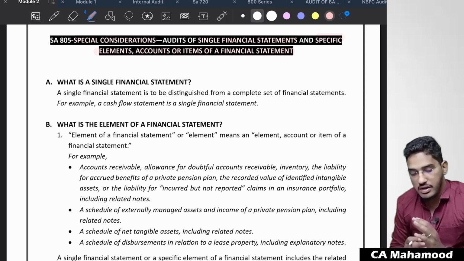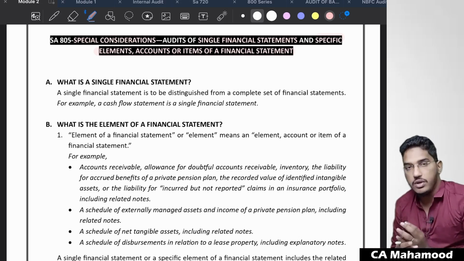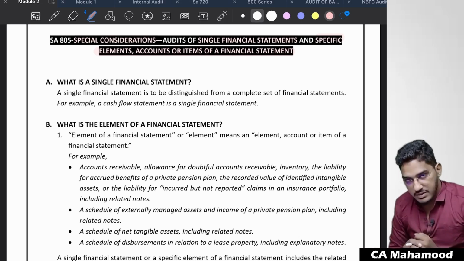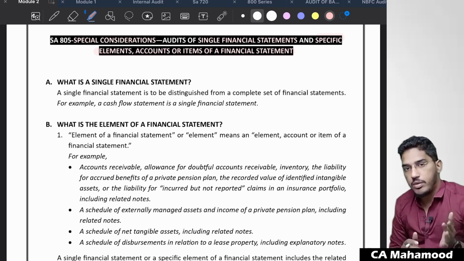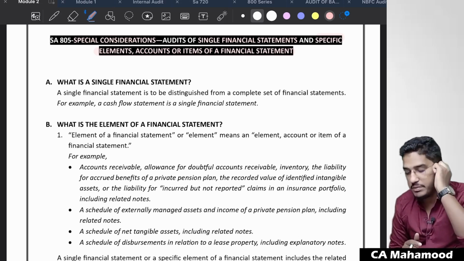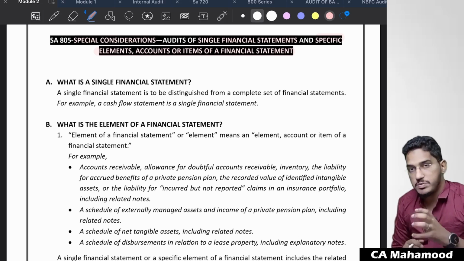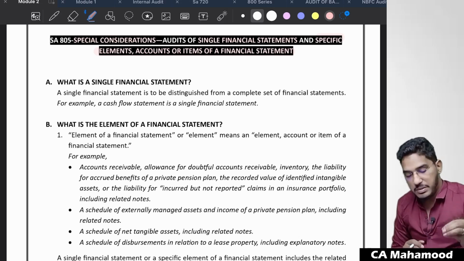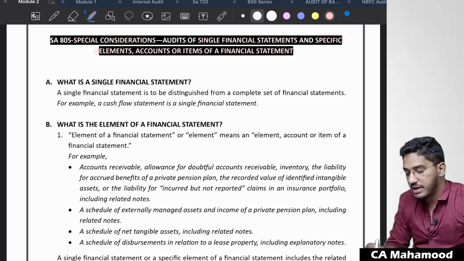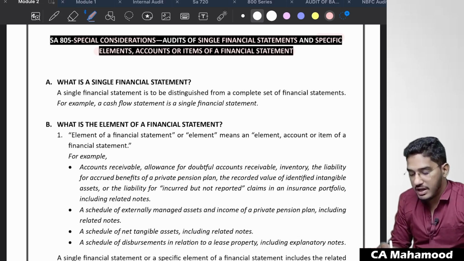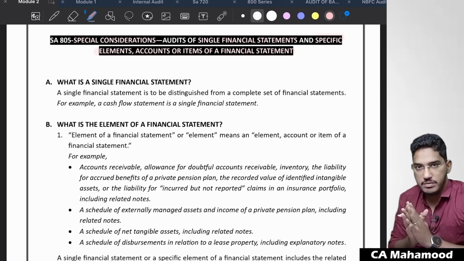If as a practicing chartered accountant you are called upon to do an audit of a single financial statement, or you are called upon to do an audit of specific element, account or item of a financial statement, then what special considerations you need to keep in mind? What special points you have to consider when you are called upon to do the audit of single financial statement or single element, account or item of the financial statement?